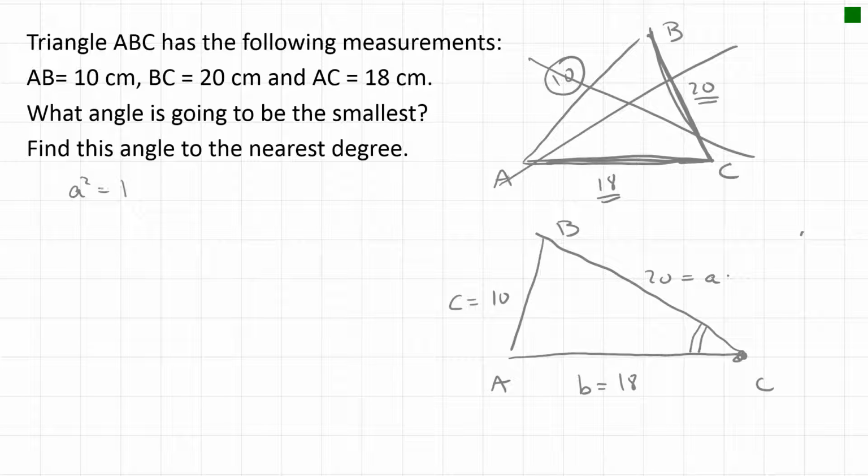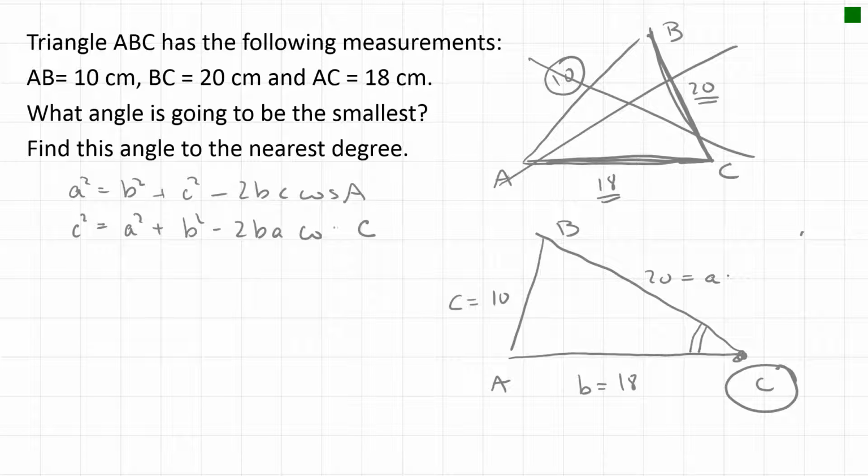So a squared equals b squared plus c squared minus 2bc times the cosine of A. Unfortunately, I don't want A, I want angle C. So I'm going to change my formula to reflect that. And now I'm going to input the numbers. Or no, I'm not going to input the numbers, I'm going to isolate the cosine of C.